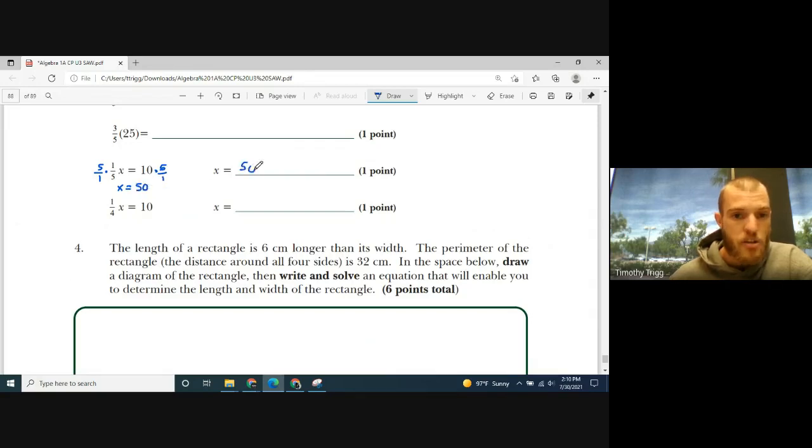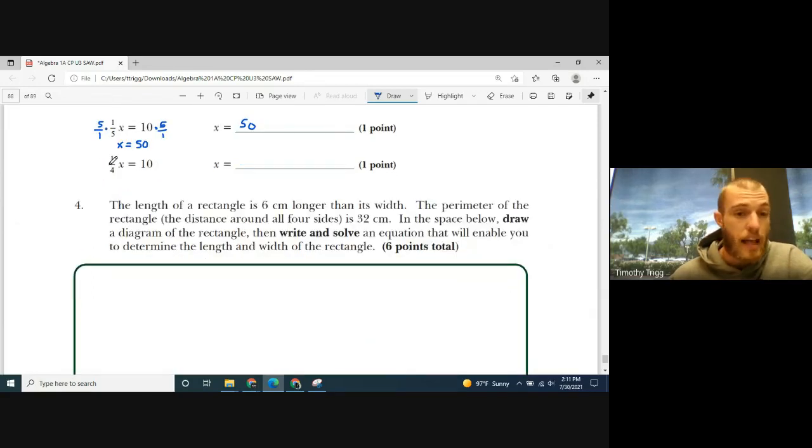Okay. And you could always double check by plugging it back into the original. 1/5 times 50 should give you 10. See if you can follow that example and try this last one on your own.